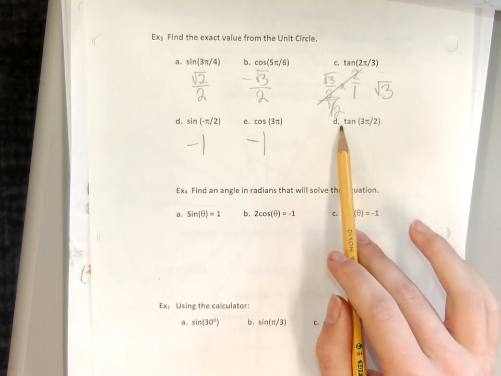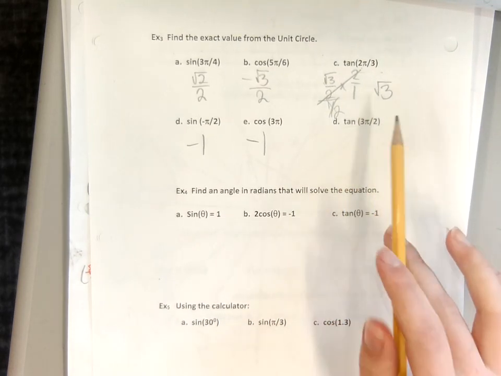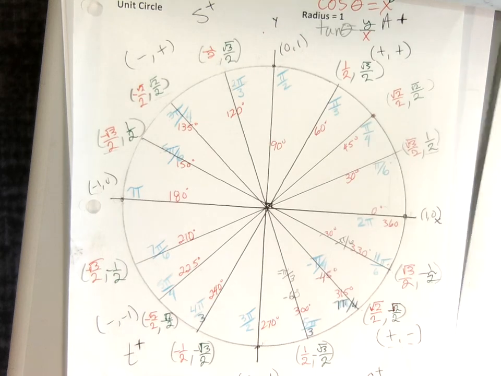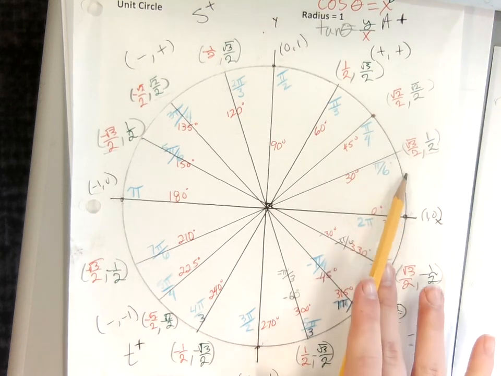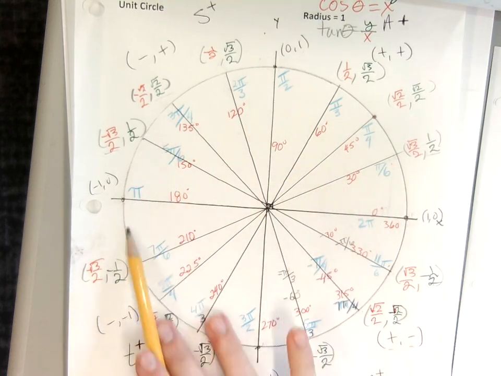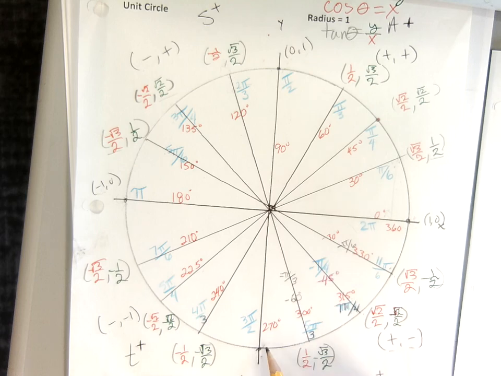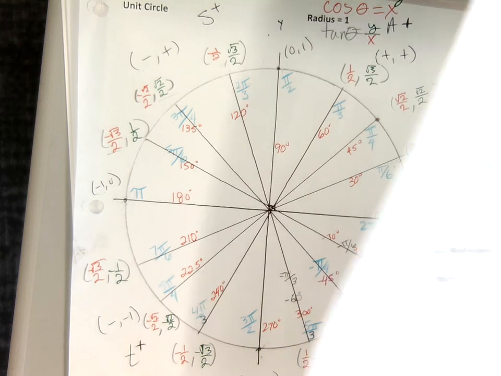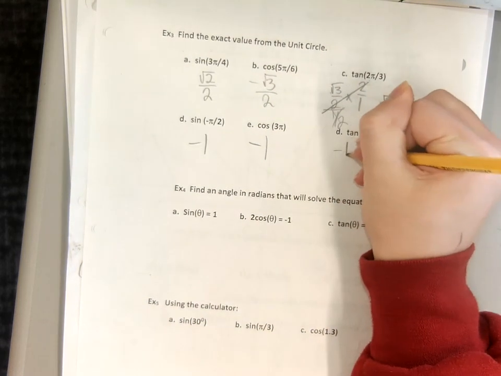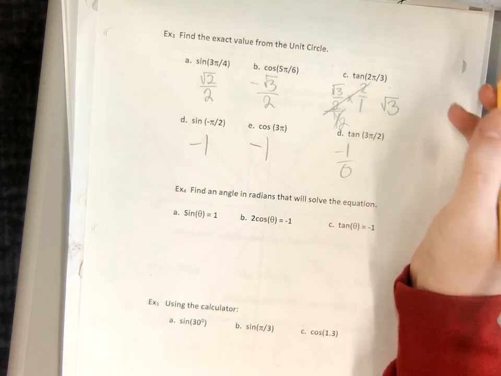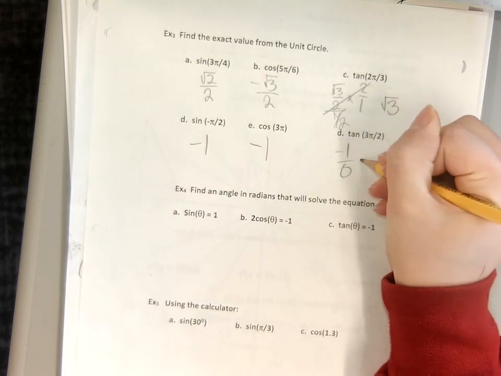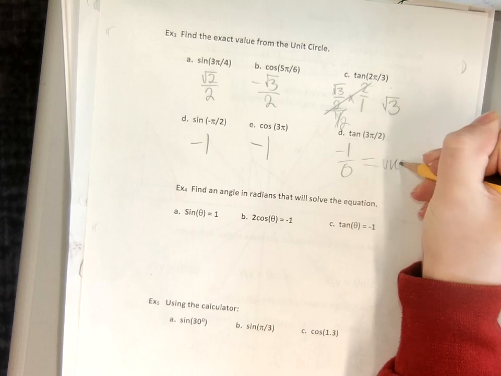All right, tangent of 3 pi halves. So we're going to go to 3 pi halves. It's going to be here. And we're going to take tangent, so y over x. Negative 1 over 0. And we cannot divide by 0, so this is undefined.